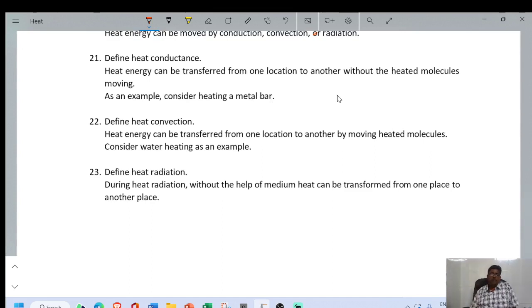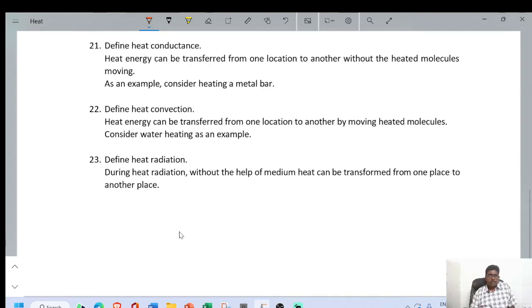Heat energy transmitted from one place to another place without the actual movement of the heated particles is conduction. Heat energy transmitted from one place to another place with the actual movement of the heated particles is called convection. Heat energy transmitted from one place to another place without the help of any medium is called radiation. Heating a metal bar is an example for conduction. Water heating is an example for convection. Energy coming out of a hot body is an example for radiation.